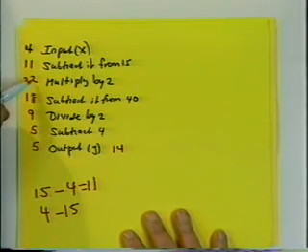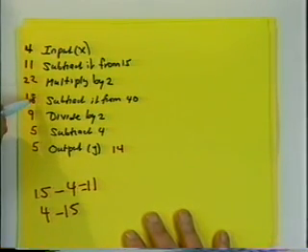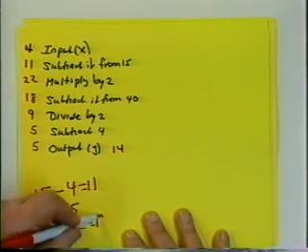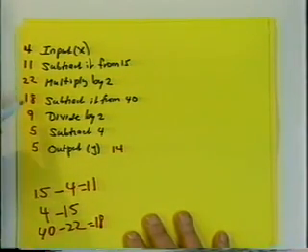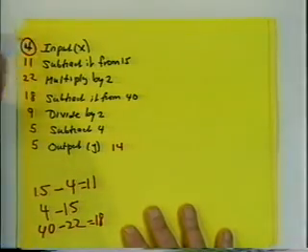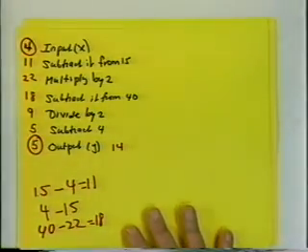Multiplied by 2 gives me 22. Subtract the 22 from the 40. See, I'm taking the 22 away from the 40. That's going to give me 18. Divide the 18 by 2 gives me 9. Subtract 4, okay, gives me 5. And therefore, if I started with 4, the answer is going to be 5.